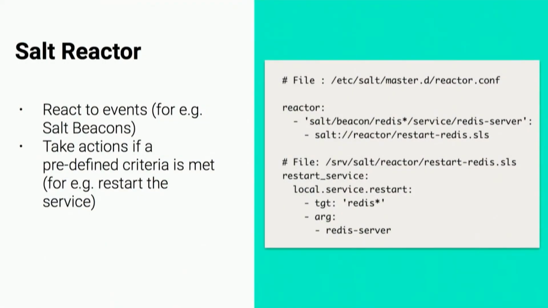But what good are alerts if you can't do something about it, right? So in the next step, you could tie it up with a reactor, and reactors can be configured similar to beacons to do something when a criteria is matched. I merged two files here. The first file is the reactor configuration, which has a tag for Redis. As soon as you see an event from the Redis servers, go and invoke the state file in the bottom, which says go and restart Redis server.